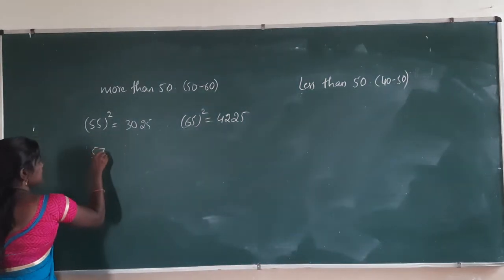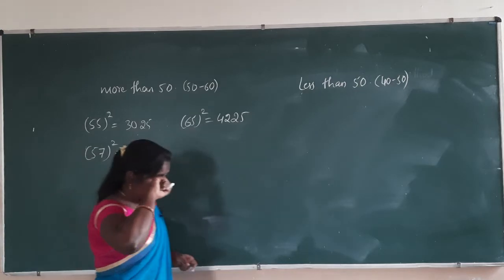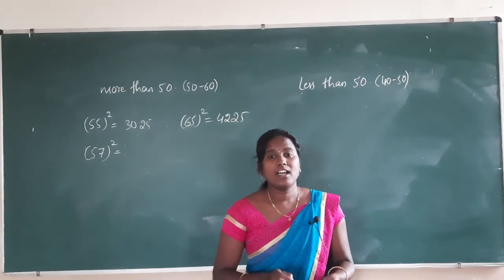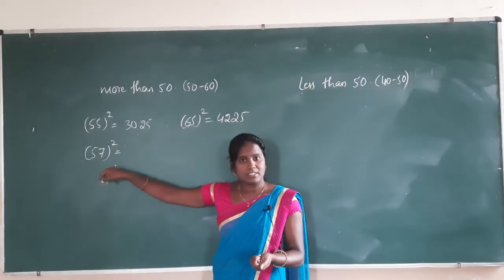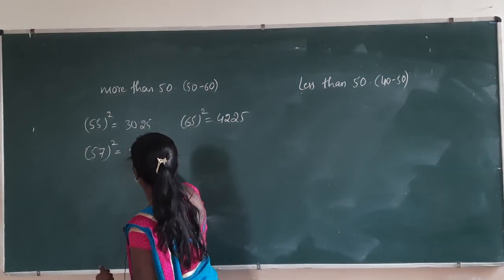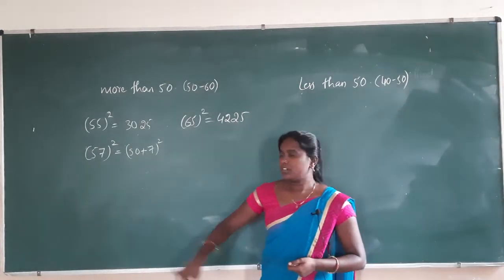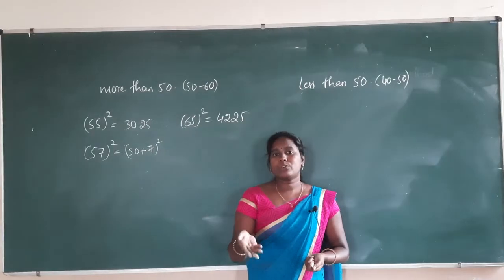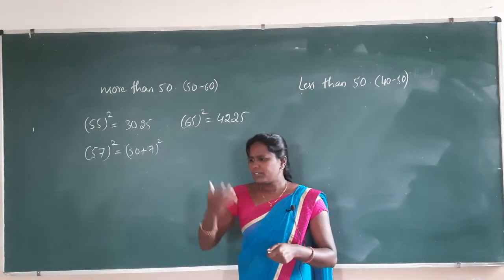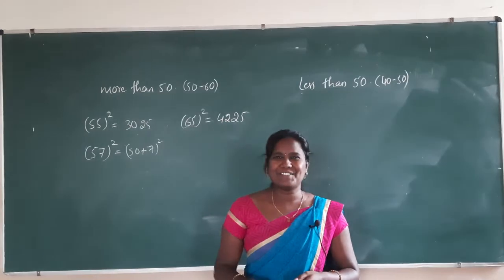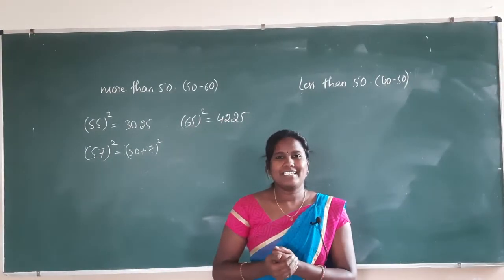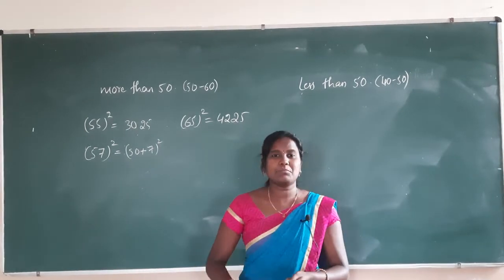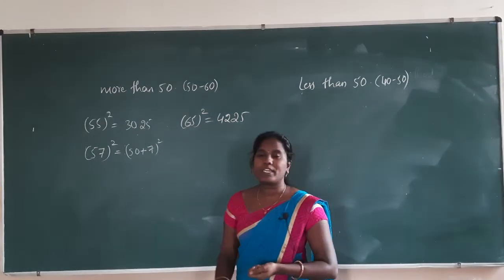But if it is 57 square, how to find 57 square? Yes, we have learnt in the lesson algebraic expressions and identities how to find the square of any number, isn't it? There we have used 50 plus 7 whole square, in which 50 is a and b is 7. That is nothing but a plus b whole square, a square plus 2ab plus b square. That was somewhat a long process. In that lesson I told you it is the easiest process, and again in this lesson we are going to learn still the easiest method to find the square of any number.